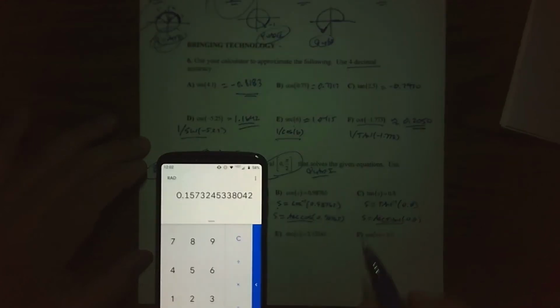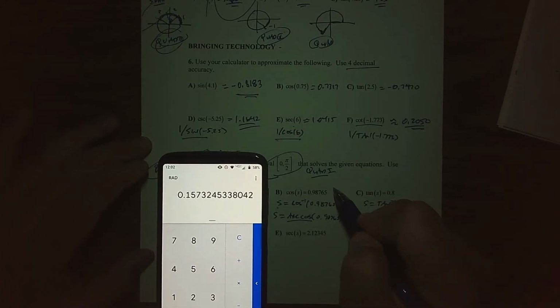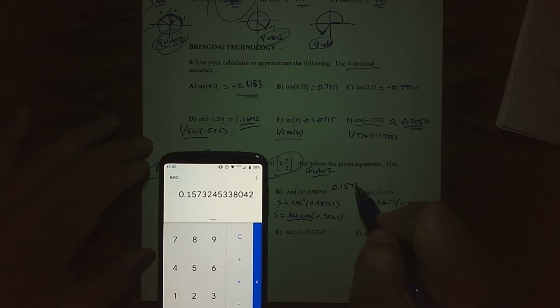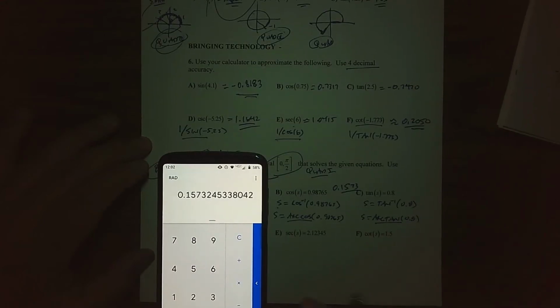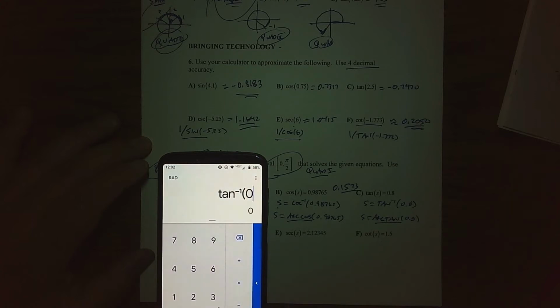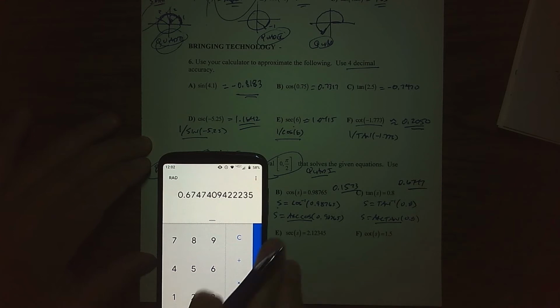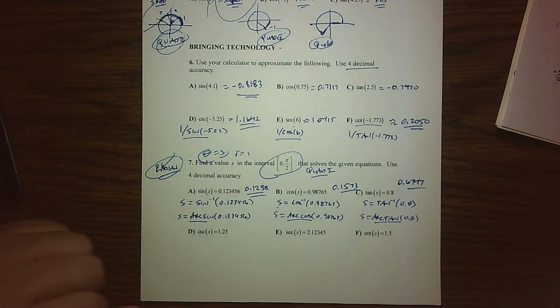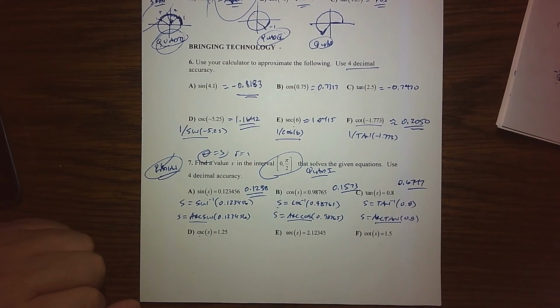The cosine value, again, I'll invoke the inverse cosine of 0.98765. Hit enter, and that roughly looks like it's 0.1573. The inverse tangent of 0.8 looks like that is 0.6747. Okay, so again, we're strictly in radian mode, so make sure you have that.